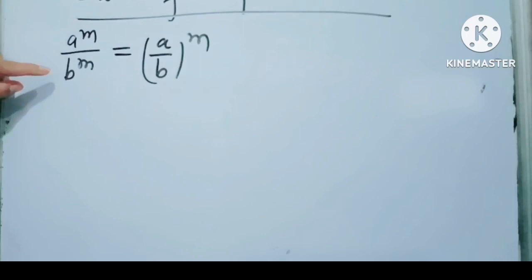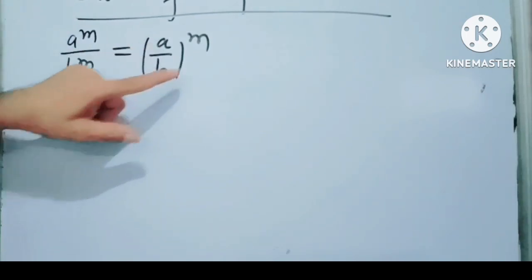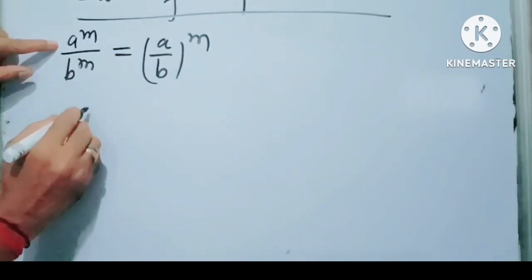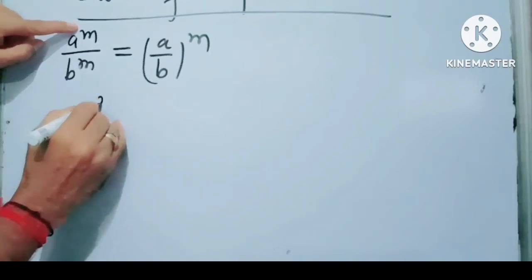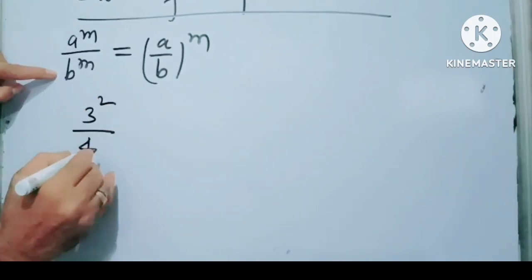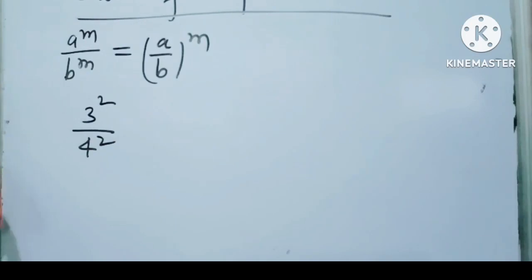a to the power m and b to the power m is equal to (a by b) whole to the power m. Here a we are taking as 3 with power 2, and here b we are taking as 4 with power 2. You can write it on your own.